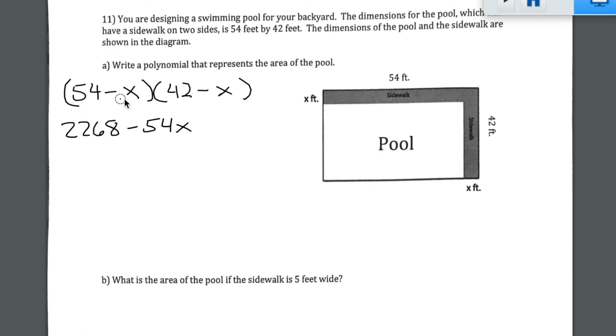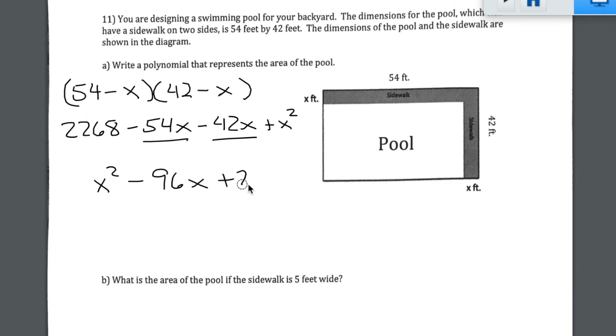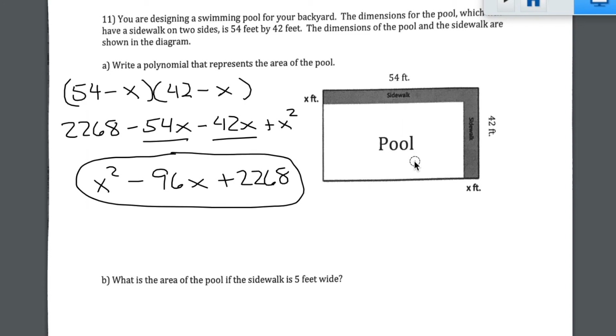Now we distribute the negative x, right? Negative x times 42 is negative 42x. And a negative x times a negative x gives me a positive x squared. I want to put that in standard form, so I'm going to start with my x squared. I'm going to combine my like terms here in the middle. That gives me negative 96x, and then positive 2,268. So that's part A. That's the polynomial expression that represents the area of our pool.